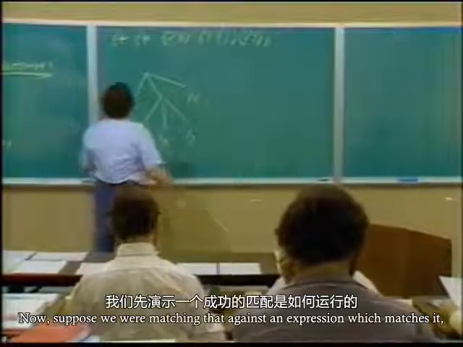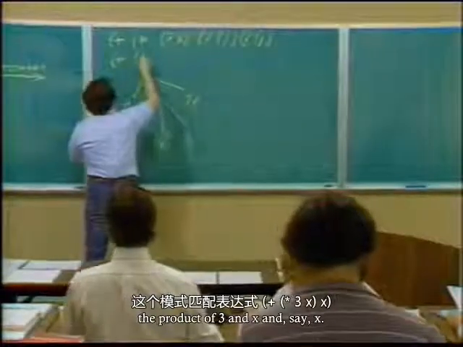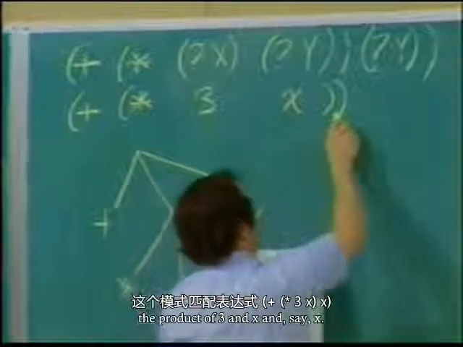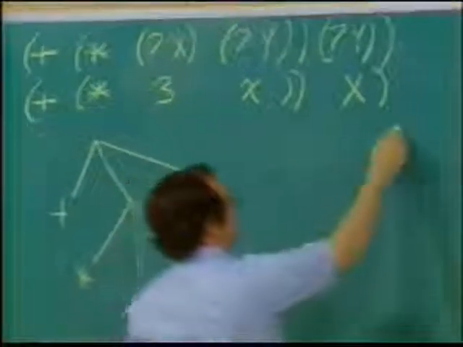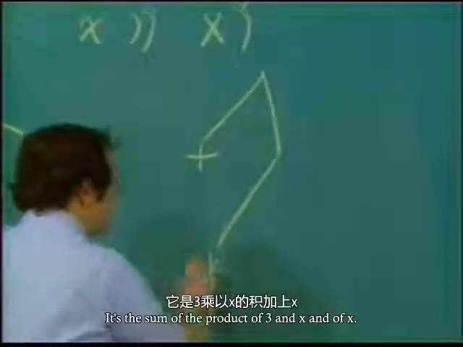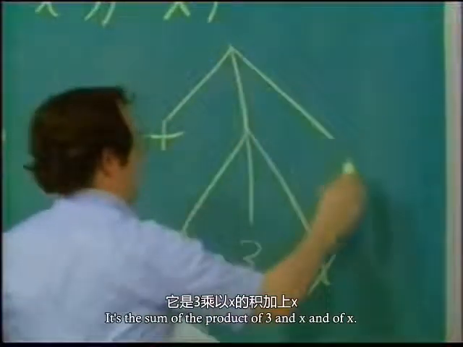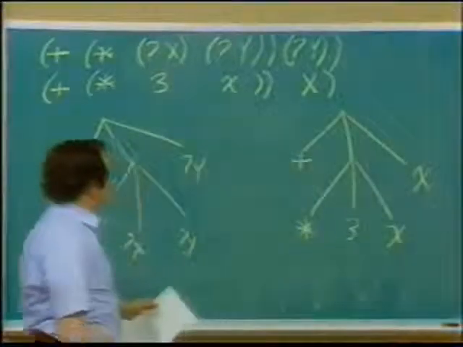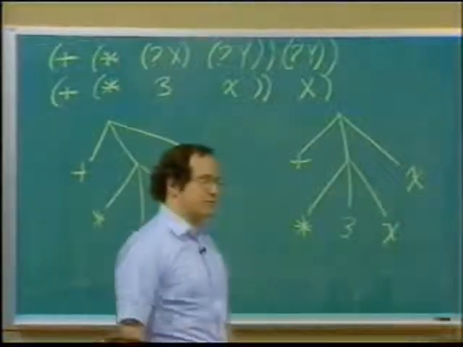Now, supposing we're matching that against an expression which matches it: the sum of, say, the product of 3 and x, and say x. That's another tree. It's the sum of the product of 3 and x, and x. So what I want to do is traverse these two trees simultaneously.